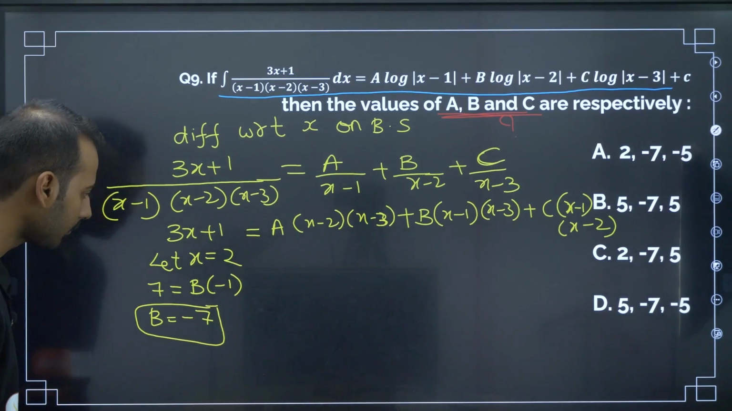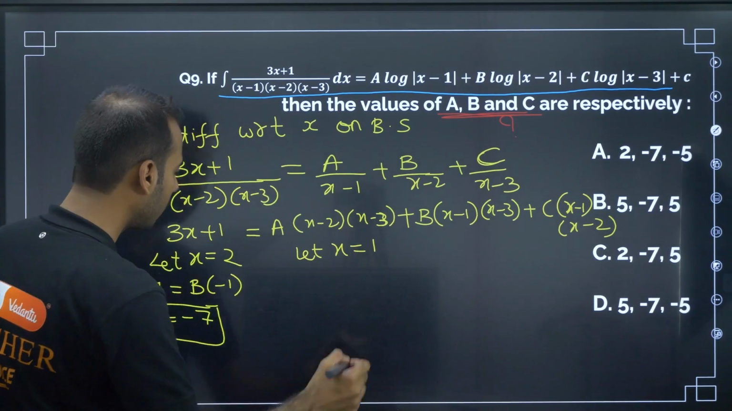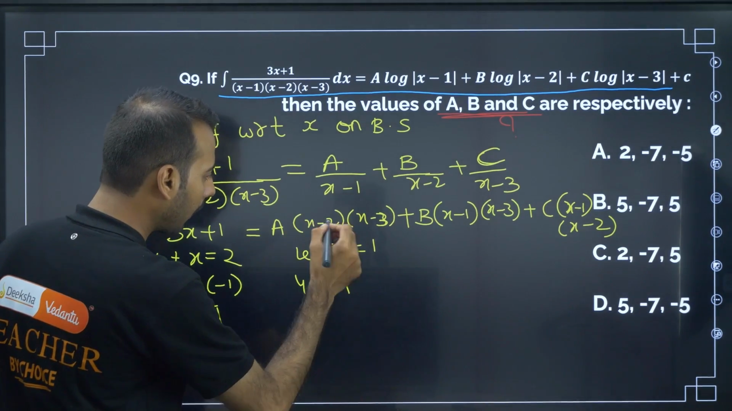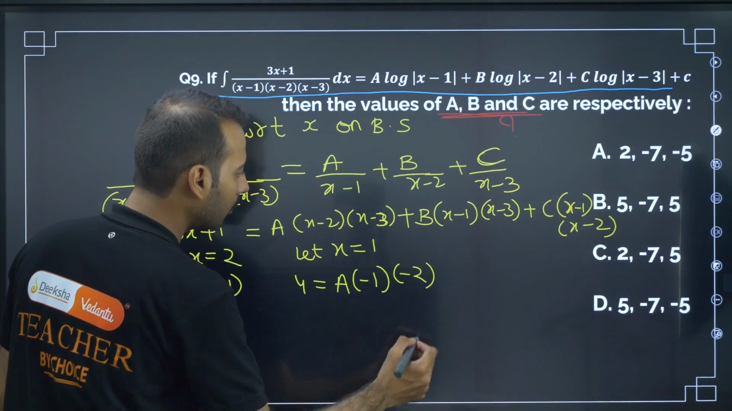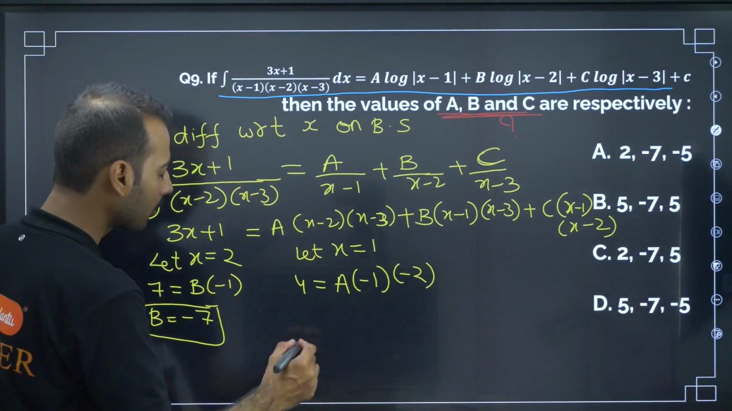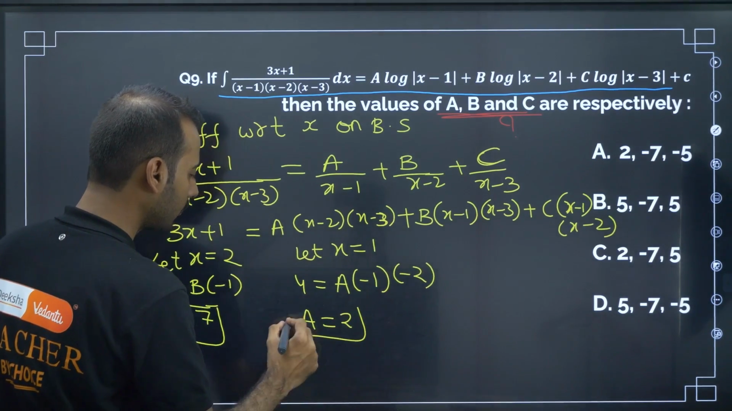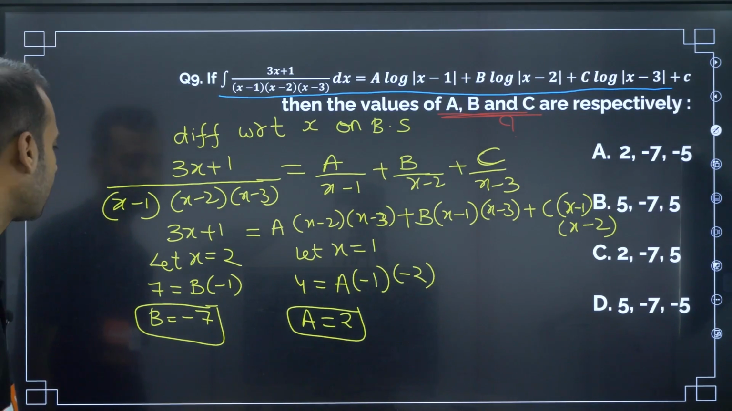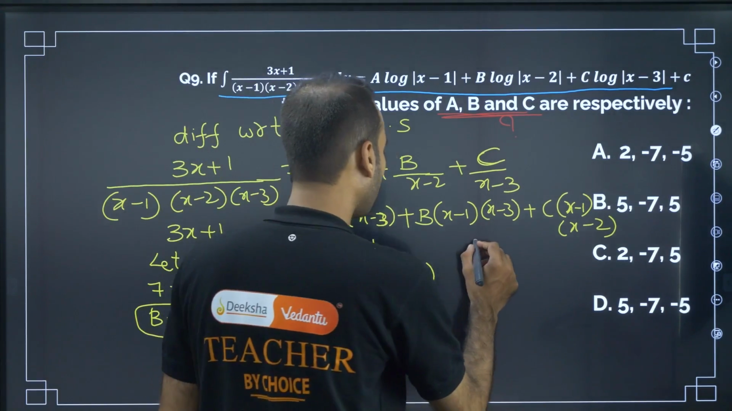Next, let x equal 1. 3 plus 1, 4, is equal to a times (1 minus 2), which is minus 1, times (1 minus 3), which is minus 2. The other terms are 0. So a is equal to 4 by 2, which is 2. So a is equal to 2 and b is equal to minus 7. For b we have two options, so we have to go for c also.